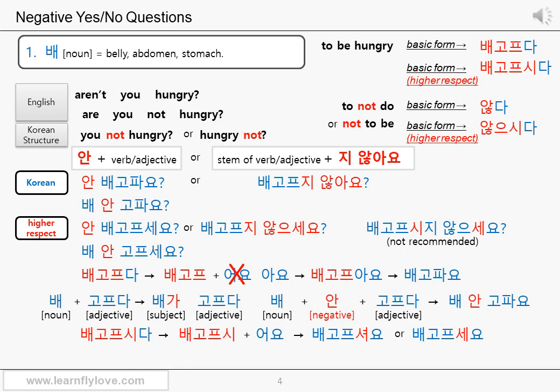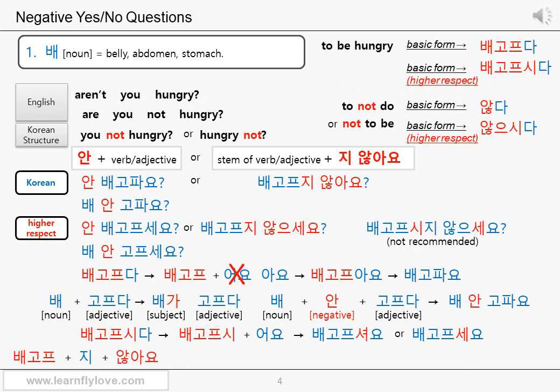Very good. Then let's turn the sentence 배고프지 않아요 into a higher respect form. This one looks a bit complicated because it looks like there are two predicates here. 배고프 and 않아요. We need to turn this 않아요 part into a higher respect form.